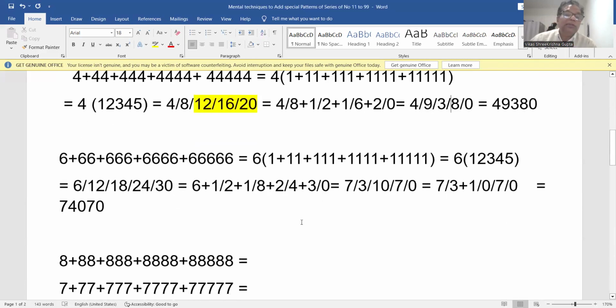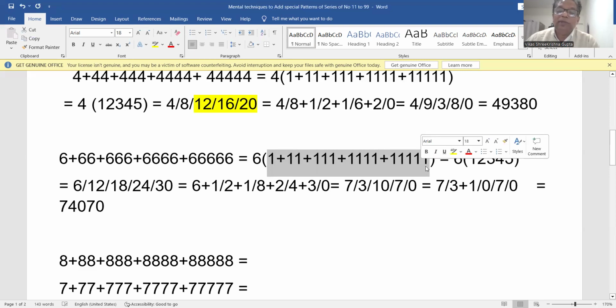In the same way, suppose you have the number 6 plus double 6 plus triple 6 plus 4 times 6 and then 5 times 6. I take 6 common out and then I get 1, double 1, triple 1, 4 times 1, 5 times 1. Now I know the answer. I know what the total of this series is.